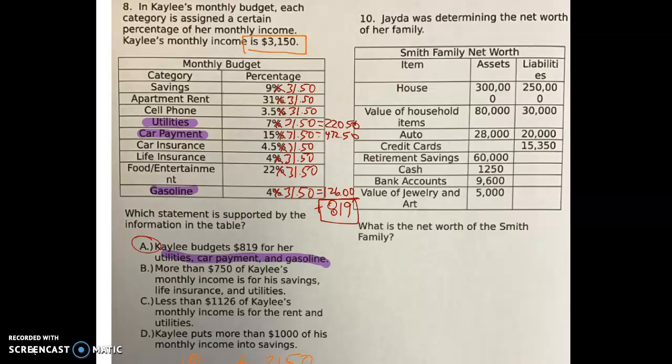You could also estimate. We also could have added up the percent of utilities and the percent of car payment and the percent of gasoline and then found out what that is. There's a lot of ways to do it. Okay?